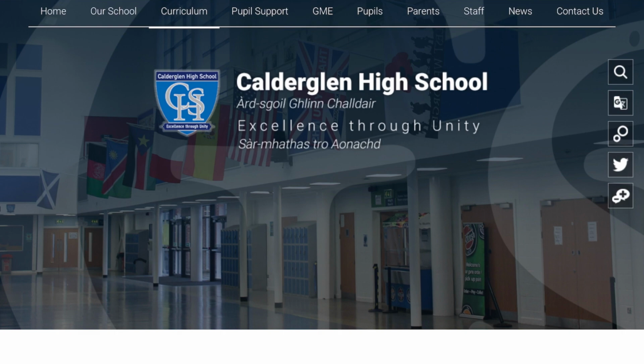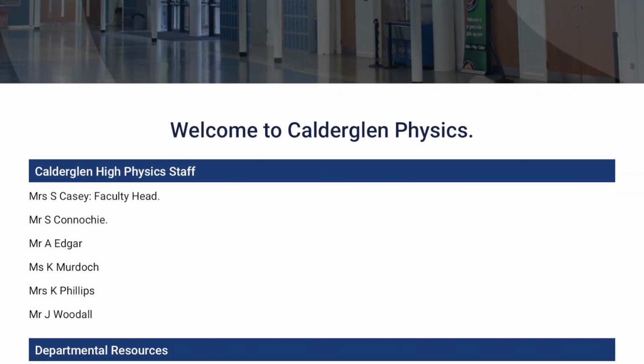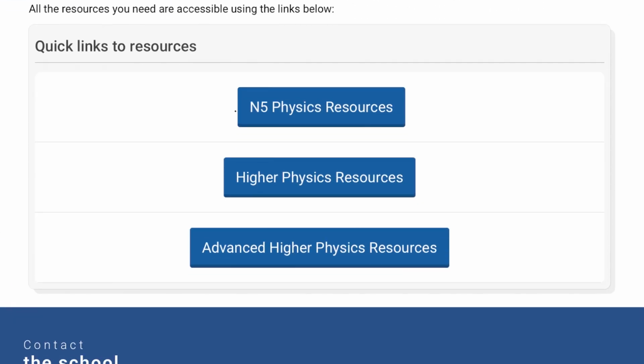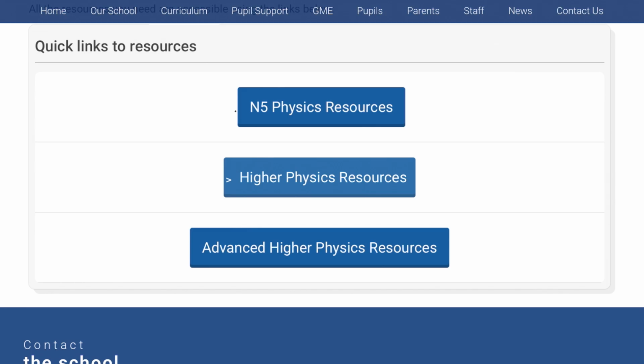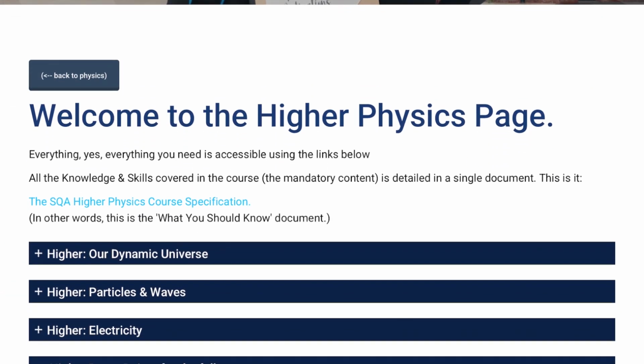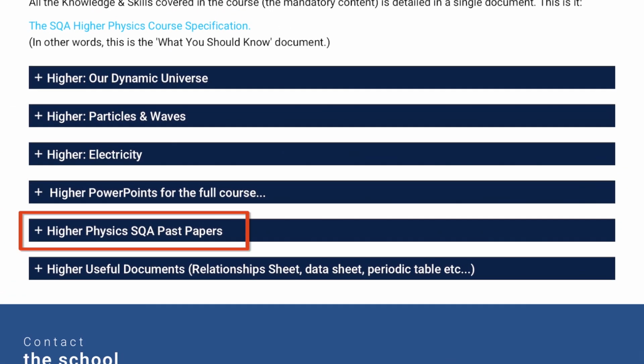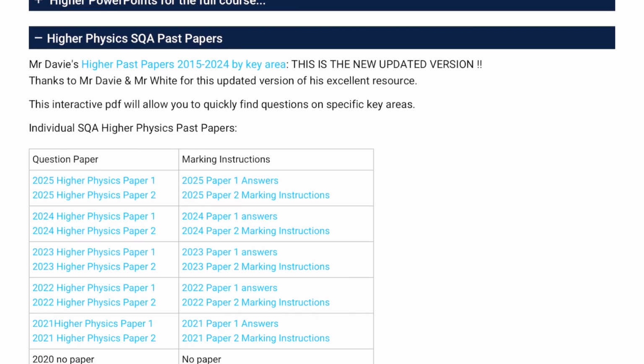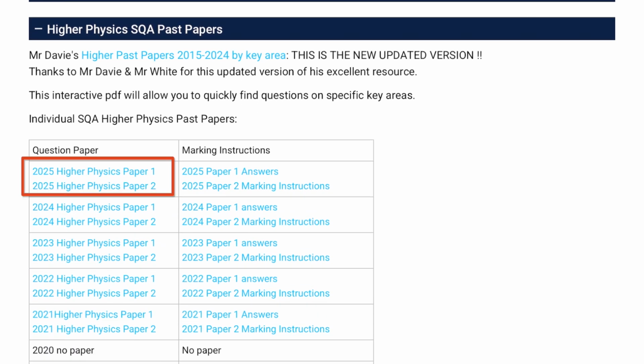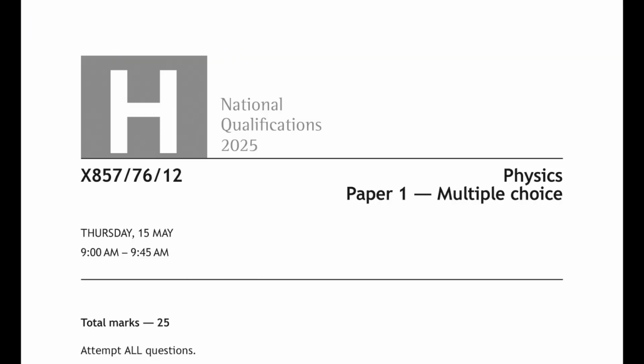And as usual, we're going to the Calder Glen High School Physics webpage. To find these papers, we'll click on the Higher Physics Resources tab and then scroll down to Higher SQA Past Papers, and it's the first one in the table there, 2025 Higher Physics Paper 1. And there it is, it's the multiple choice paper, 2025. It's a 45-minute paper. We're going to try and do it in about half an hour, and it's 25 marks.